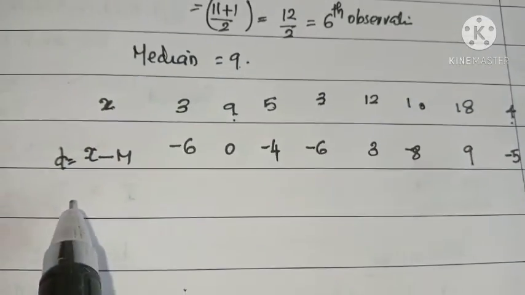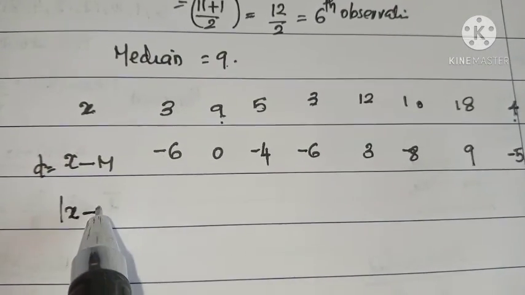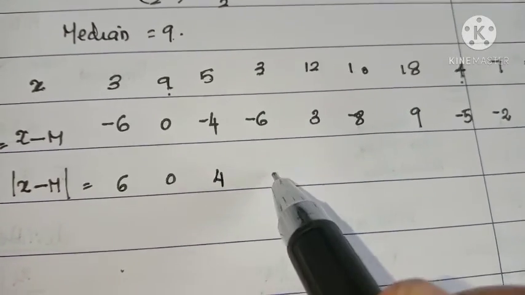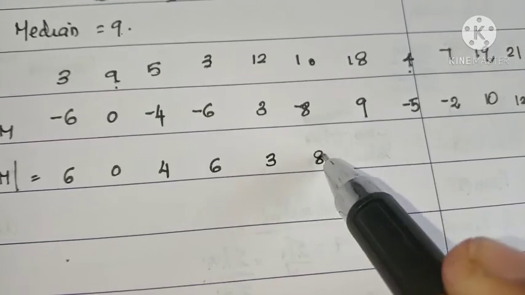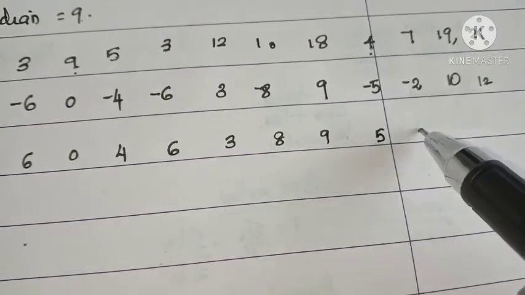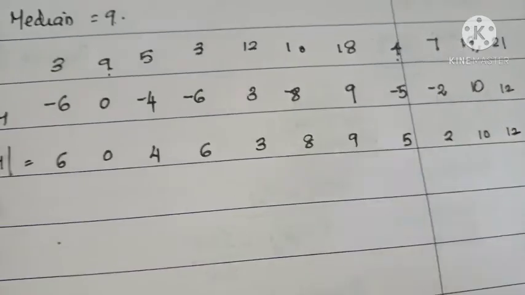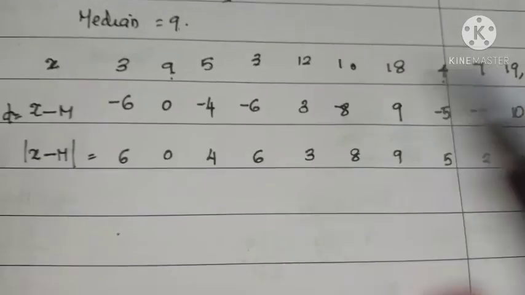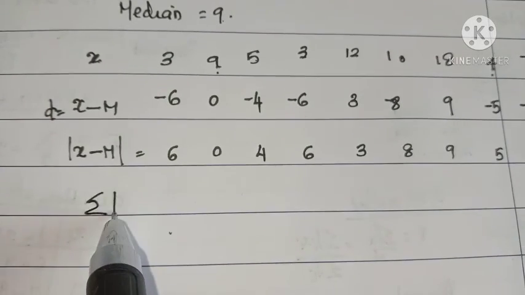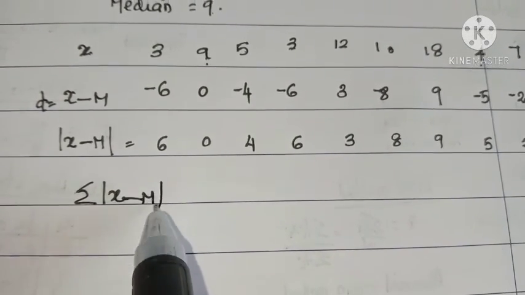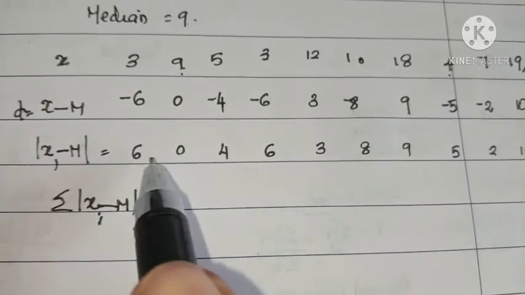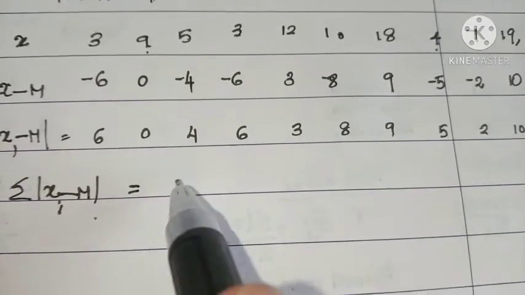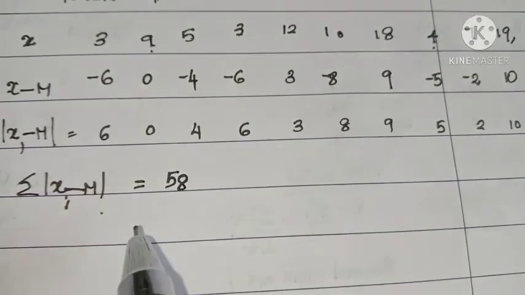Now find the modulus of x minus M. Taking the modulus values: 6, 0, 4, 6, 3, 8, 9, 5, 2, 10, 12. You can arrange these column-wise. Now find sigma of this modulus xi minus M, the sum of all these values. You can see that the sum of all these values is equal to 58.